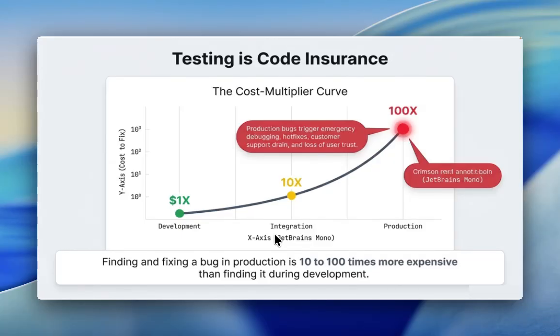Development is 1x, integration is 10x, and then production is like 100x. Finding and fixing a bug in production is 10 to 100 times more expensive than finding it during development.